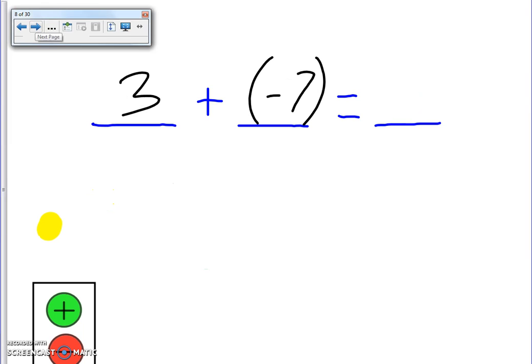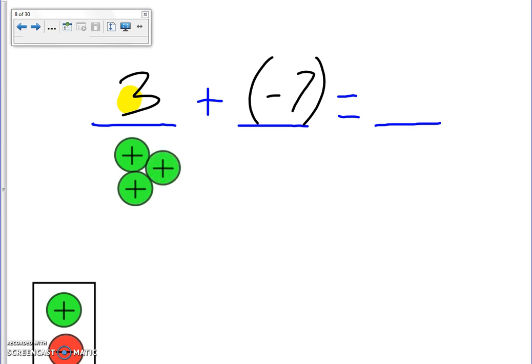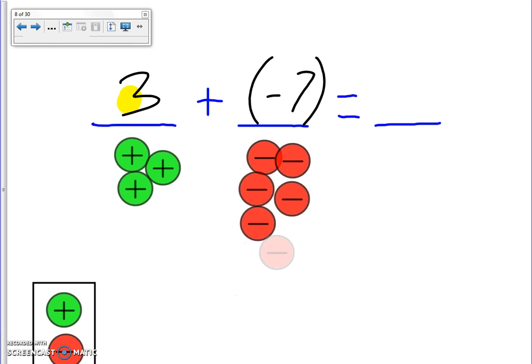Here I've got positive 3 plus negative 7. You'll notice I have nothing built. So in order to build this, since this 3 is positive, I will take 1, 2, 3 greens. There they are. I'll just put them that way. Plus 7 reds. Here's 1, 2, 3, 4, 5, 6, 7. So now I've got a positive 3.